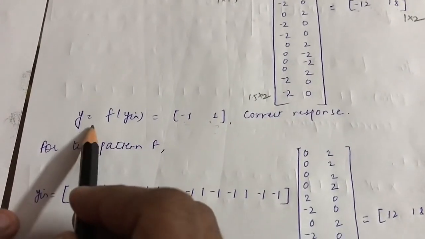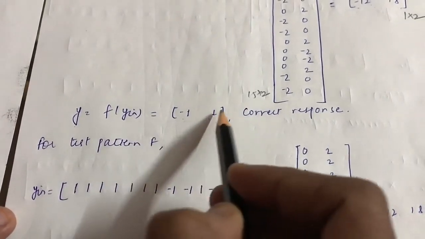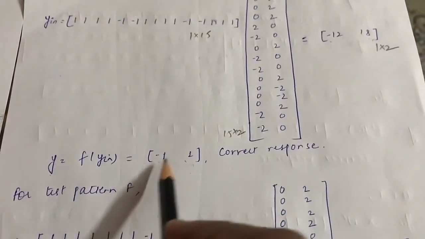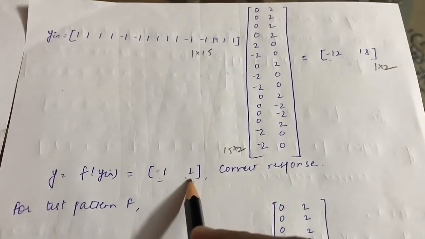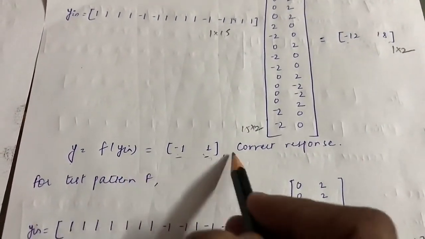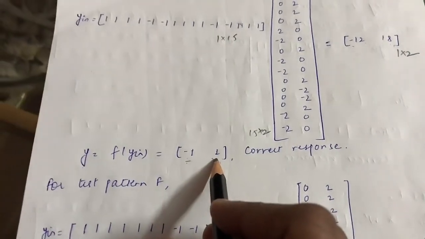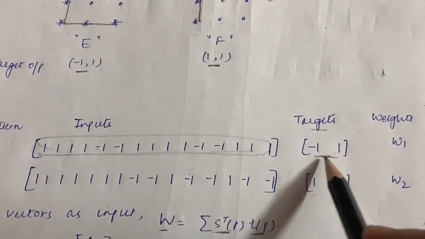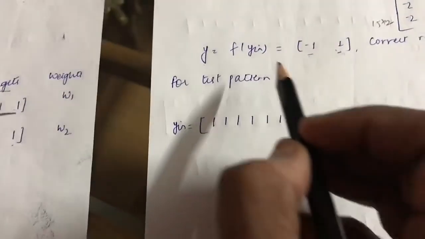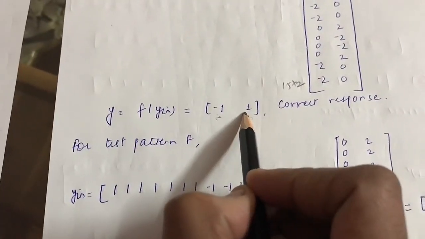Now you have to apply the activation function over it. Since minus 12 is less than 0, we'll get a minus 1 here, and 18 is greater than 0, so we have a 1 here. So see, minus 1 comma 1 for E we have got, and in the question the target output for E was minus 1 and 1. So we have got the same answer, minus 1 and 1. So we say that the correct response has been obtained for the vector E.